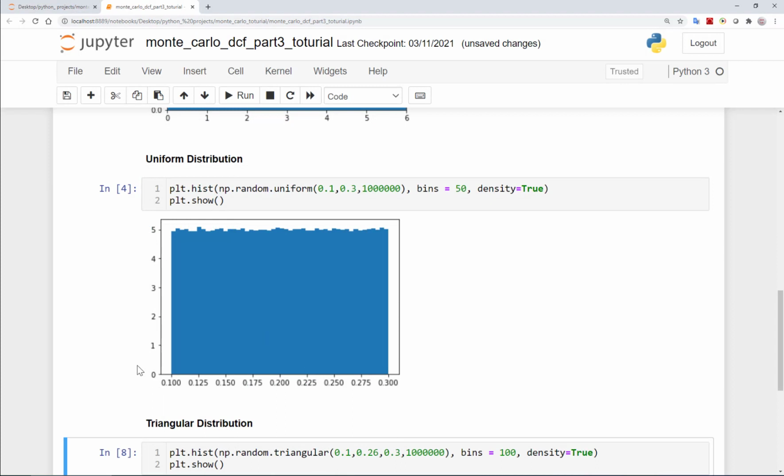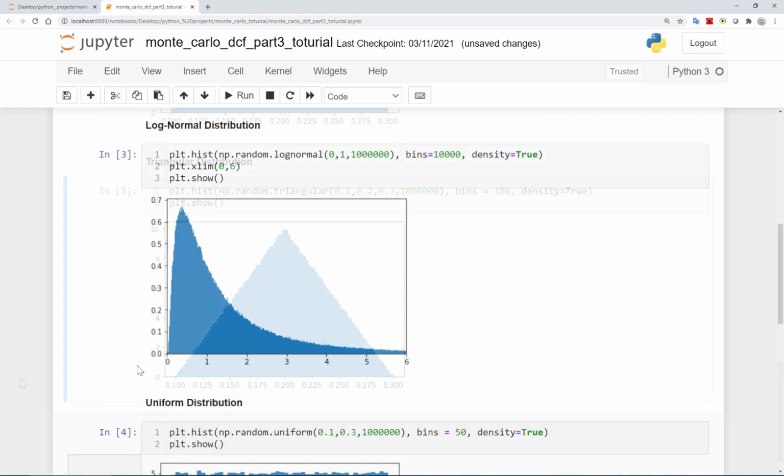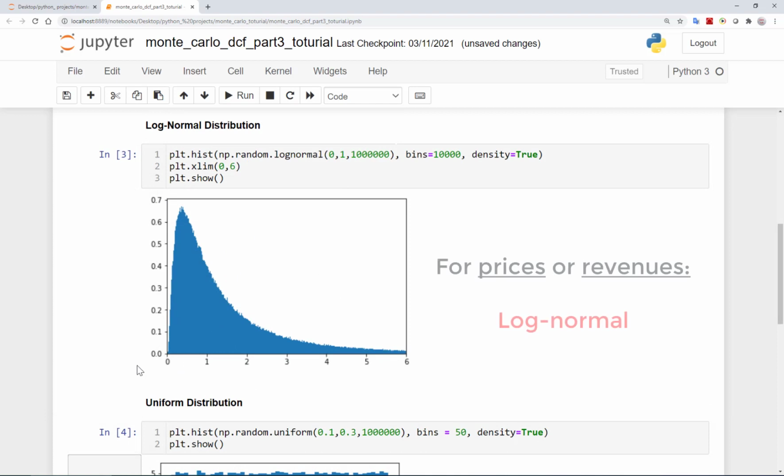Another uncertain input in any valuation model is the cost of capital, and for that a uniform distribution would be generally suitable. Moreover, one important driver of value and something we are uncertain about in our models is the future growth rate, and I think the growth rate could be modeled using a triangular distribution quite well. Finally, if you have to model prices or revenues, for example, log normal would be one of the best since these variables have a lower bound of 0 and are skewed to the right.